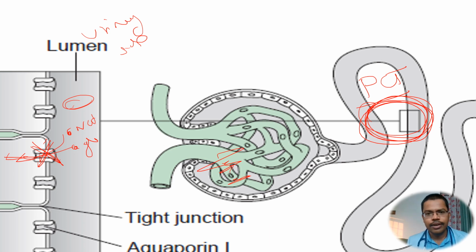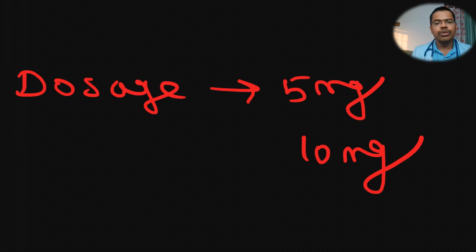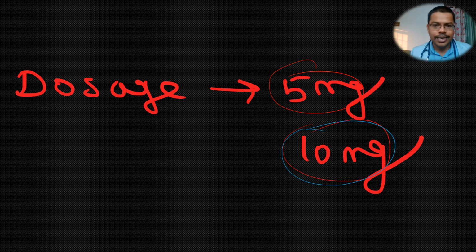I'm not going into the further details of how it is nephroprotective and cardioprotective. Just know that it blocks the channel so that the excretion of sodium and glucose increases. Coming to the dosage, the commonly used dose is 5 milligram or 10 milligram. Most of the time we start the drug with 5 milligram and the dose can be escalated to 10 milligram. This is the common dosage formulation which is available.